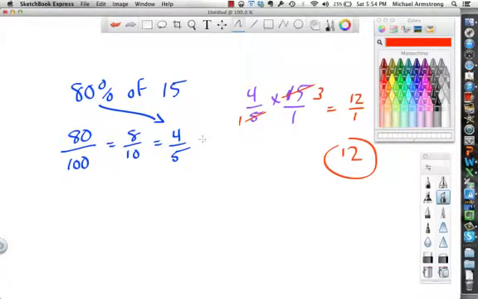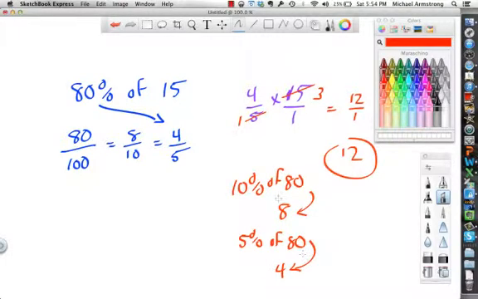And that kind of makes sense because 10% of 80 is 8. This is where I like to use my 10%. 10% of 80 is 8. And we're looking for 15%. So we go 5% of 80. Well, 10% is 8, so 5% is half of that, so it has to be 4. And 8 plus 4 equals 12. So again, 15% is quickly done by splitting it up into 10% and 5%.